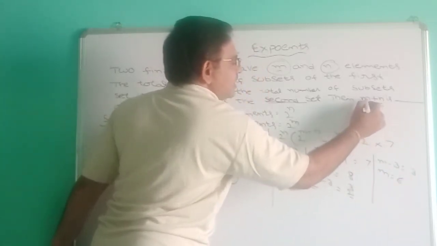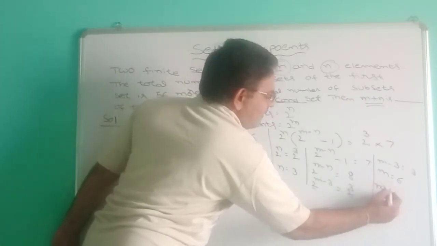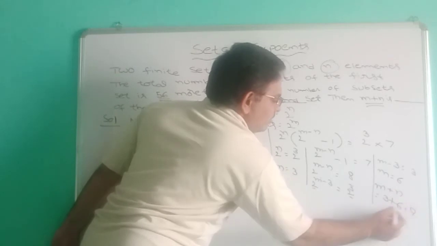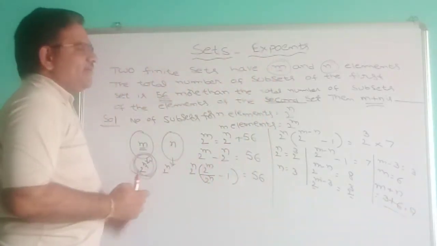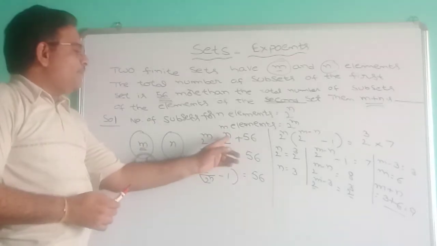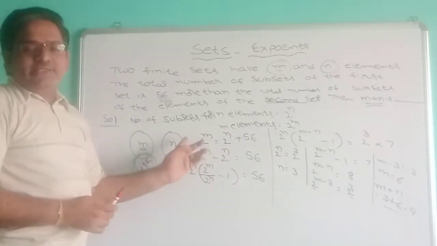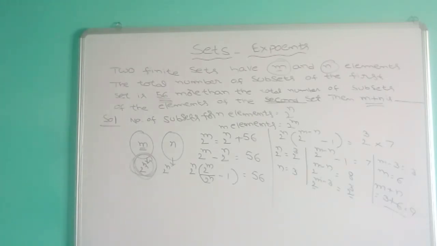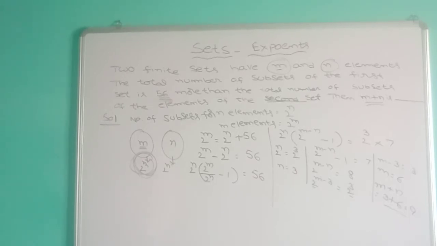According to the question, m plus n equals 3 plus 6, that equals 9. That means the first set has 2 power m subsets, the second set has 2 power n subsets, and the first is more by 56. To find the value of m plus n, m plus n equals 9. This is the solution for this question.